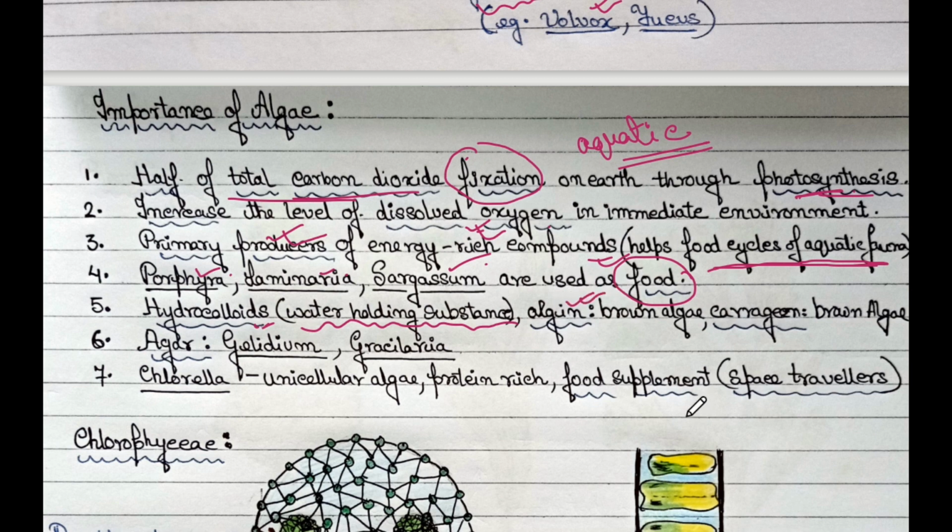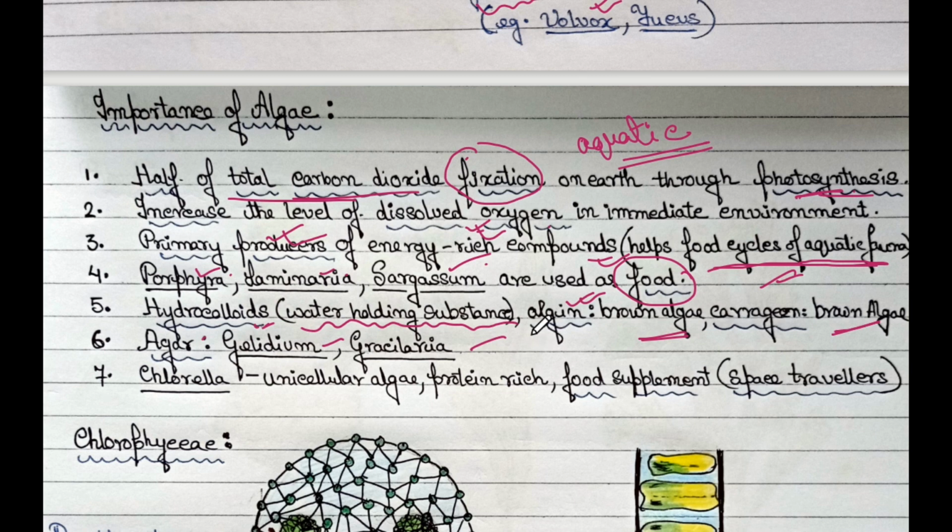One is algine, produced by brown algae. Another is carrageen, again produced by brown algae. Another one is agar, which is produced by gelidium and gracilaria. So these are the three substances which are used in the food industry, cosmetics industry, and for several research purposes.